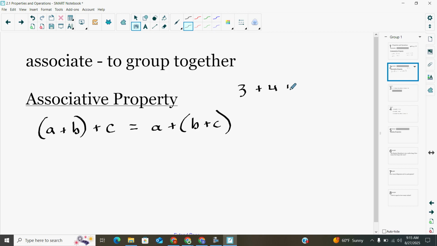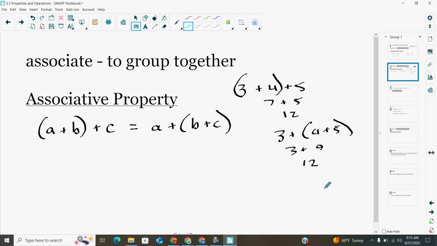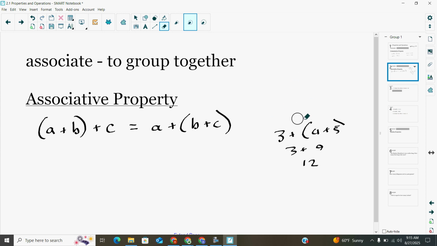Take 3, 4, and 5. If I do these first, I get 7 plus 5, that's 12. And if I do these first, I get 3 plus 9, which is also 12. Addition is associative. We have an associative property for addition.